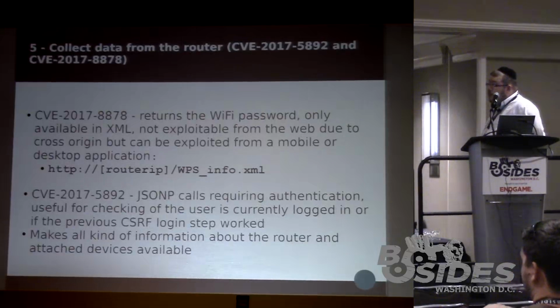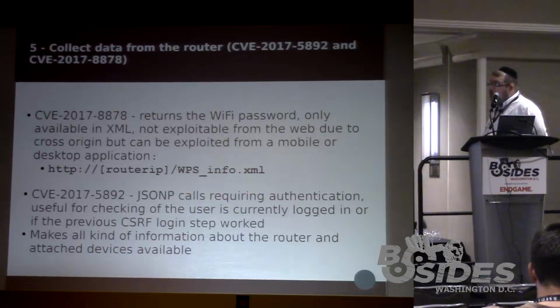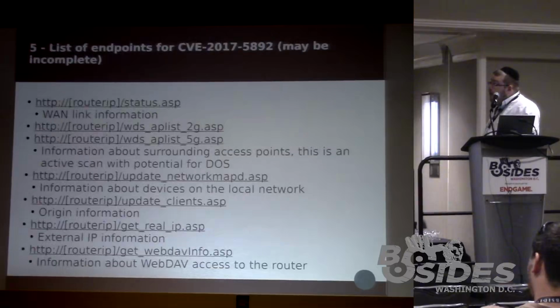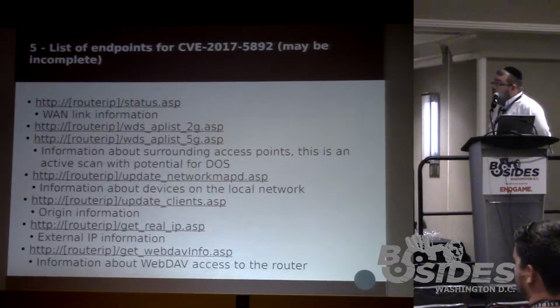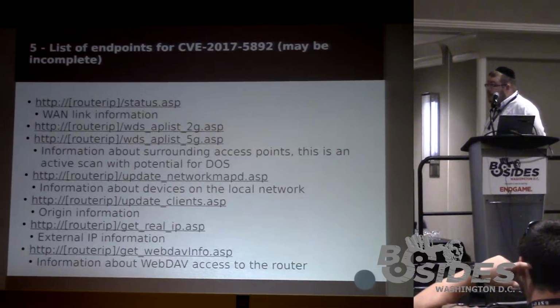The second one is 5892. There's a second set of JSON endpoints. So in one of the previous steps I highlighted, again, JSON-P can be done cross-domain. This is the second one that lets you get additional information. You could get information about the router, about things that are attached to it. Here are some examples. Information about what the WAN link looks like. The next two are pretty interesting. That does an active scan around all the surrounding access points. It takes some time. It actually puts load on the router. You could potentially DoS the router that way.